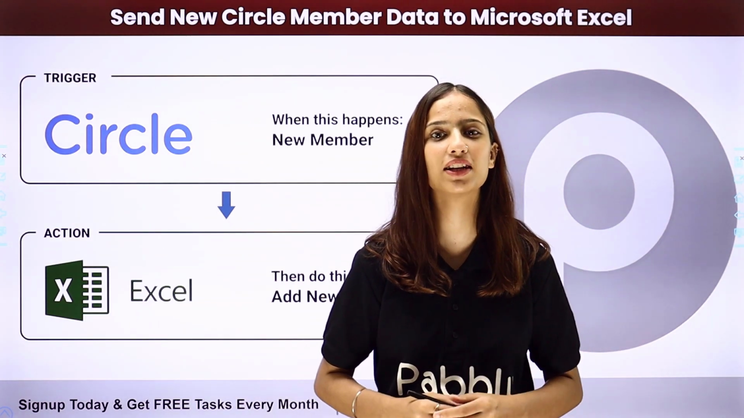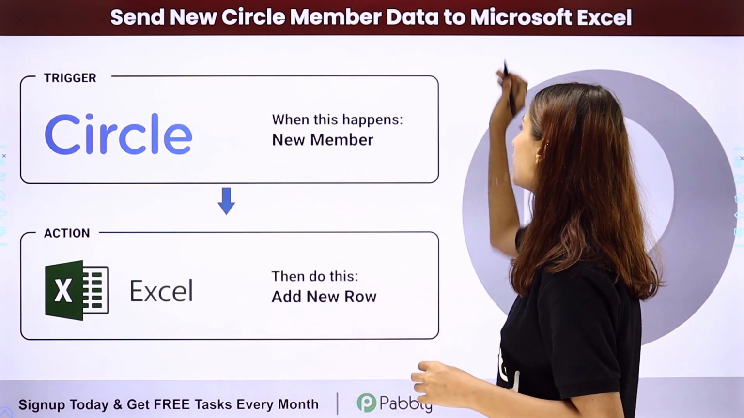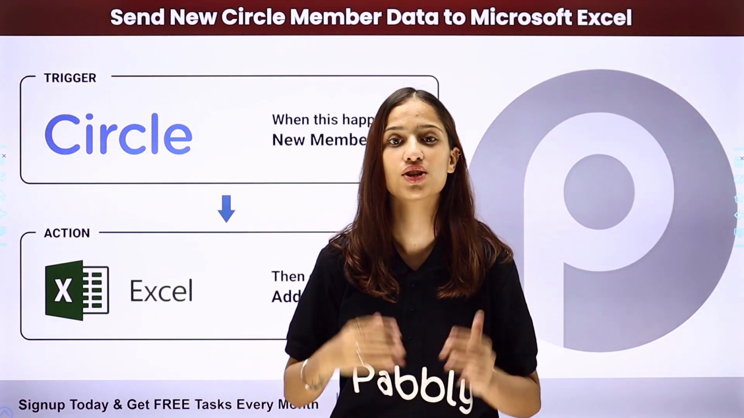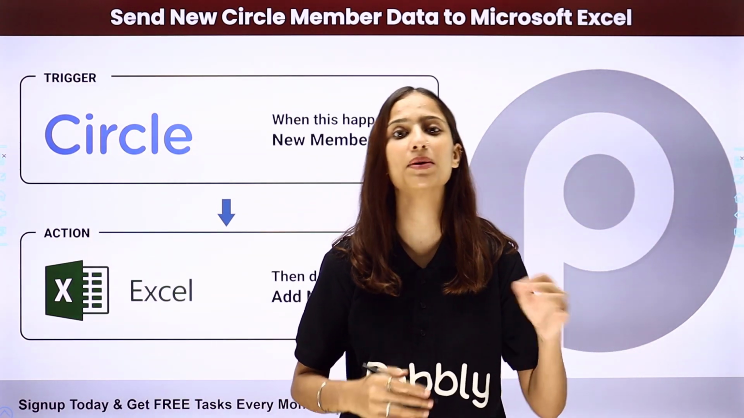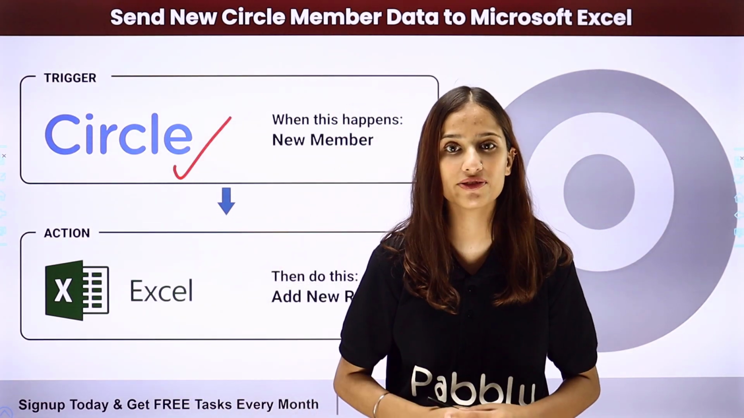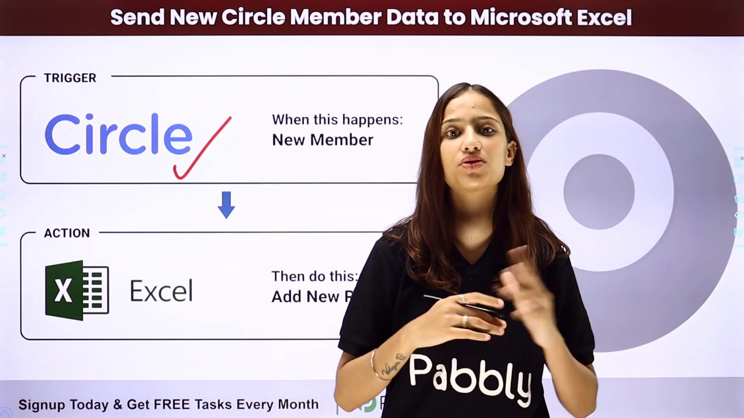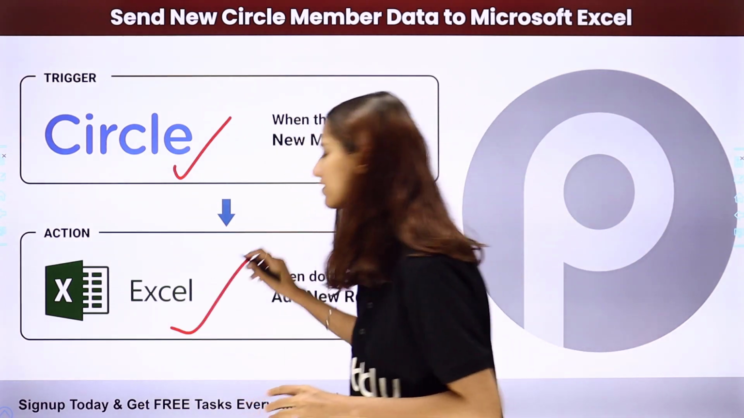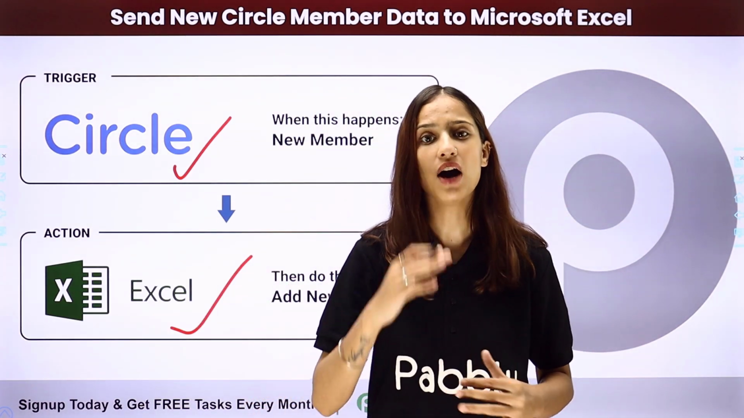So in today's video we will learn how to send new Circle member data to Microsoft Excel. Let's say that whenever a new member is added in my Circle account, then with the same details of the member, I wish to add those details in my Microsoft Excel spreadsheet. So how will I do this?